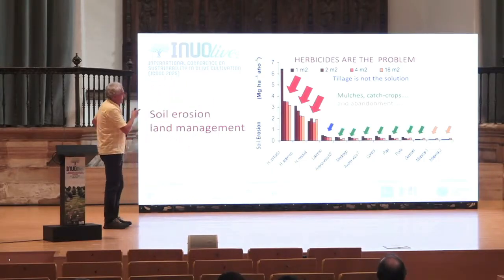Then this looks bad. Looks bad because most of our farmers, they use herbicides. But in one way, it's a good hope. We know that we can stop soil erosion. It's not something that we cannot control.